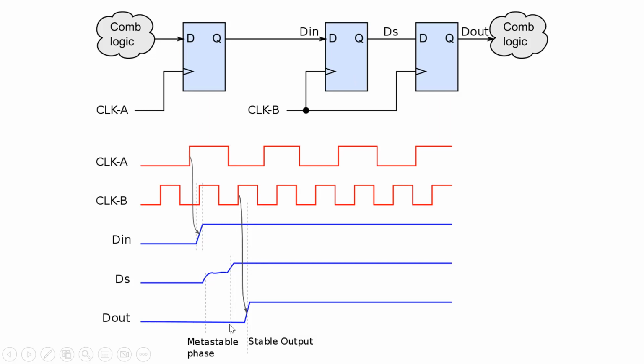So my D out is here. You can see the D out here. It went through 2 B clocks to be stable. But this is the correct output that matches D in. I need an extra D flip-flop to make sure that I reach my stable state.